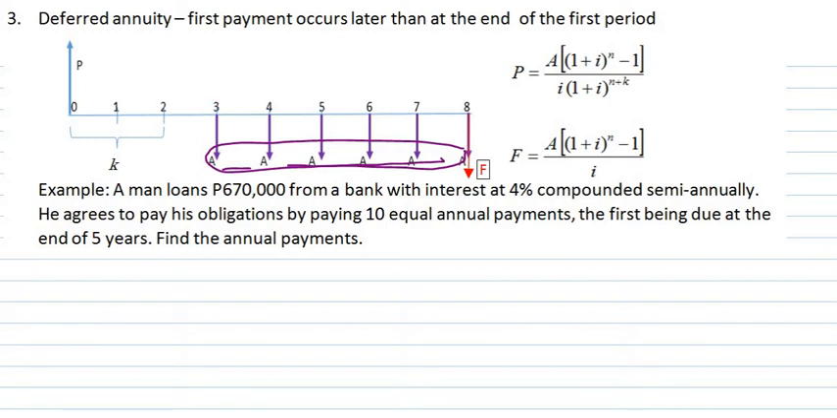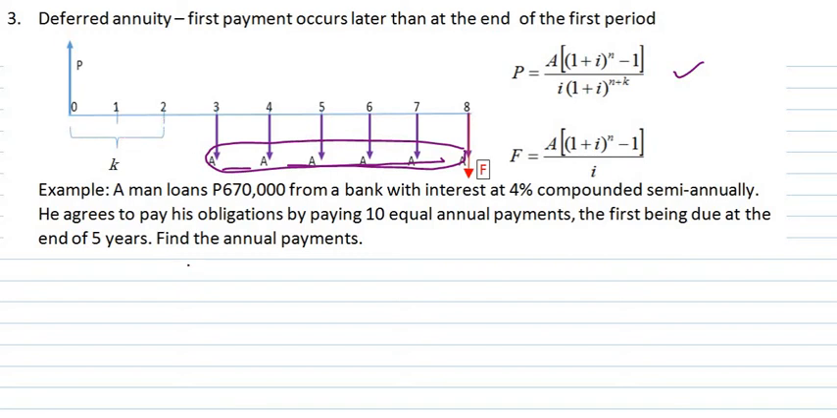Now, to explain further, take note that in our formula for finding P, we have here n plus k, the exponent. So we have here our k, before the end of year 3 for this case.